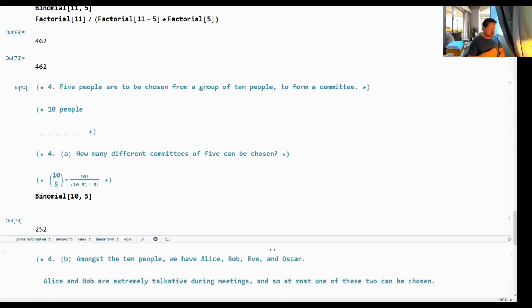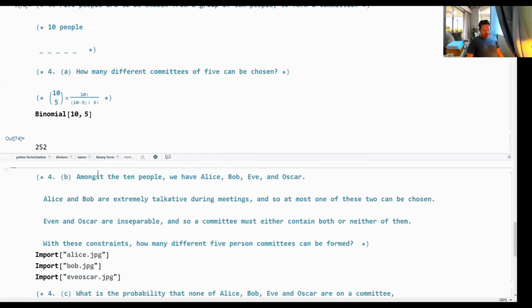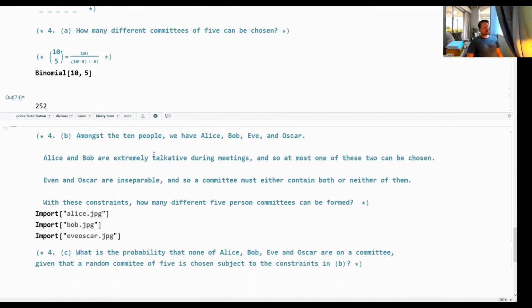252 possible committees of 5 people can be chosen from 10. Okay, great. So now let's have a look at the next one, which is a little bit more involved, right? Now we have constraints.